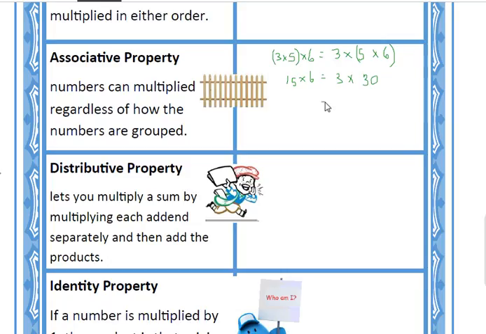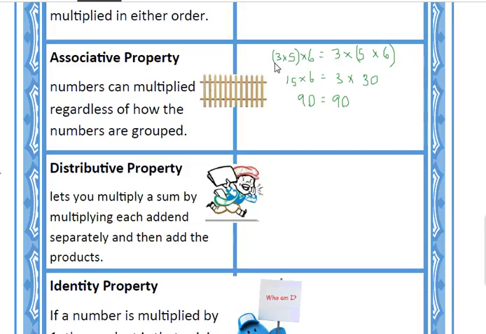And if we come down one more, we still have to multiply. 15 times 6, 10 times 6 is 60, 5 times 6 is 30, 60 plus 30 is going to be 90. So we have 90. So 15 times 6 is 90, 3 times 30 is going to be 90. So whatever way is easier. With this, I have found, you know what, if we multiply these first, it might be easier for me to solve. 15 times 6 is a little bit more difficult than 3 times 30. But regardless of how you multiply them, they're going to be the same.